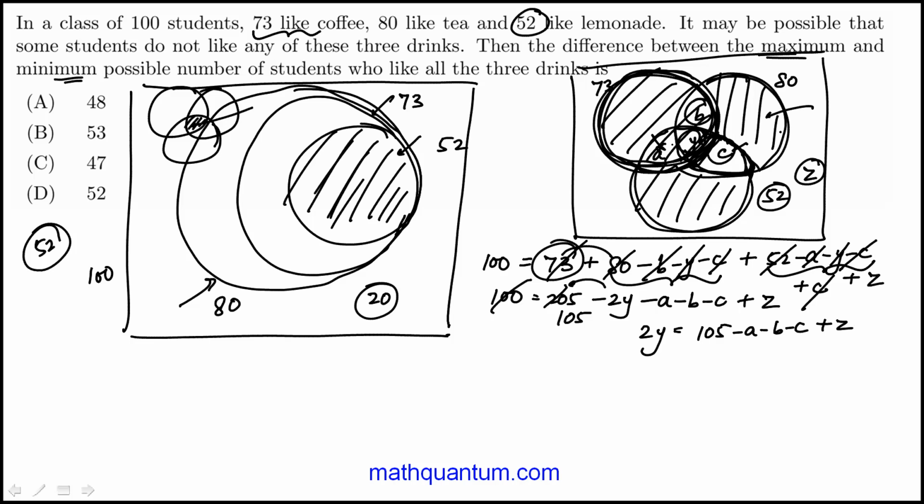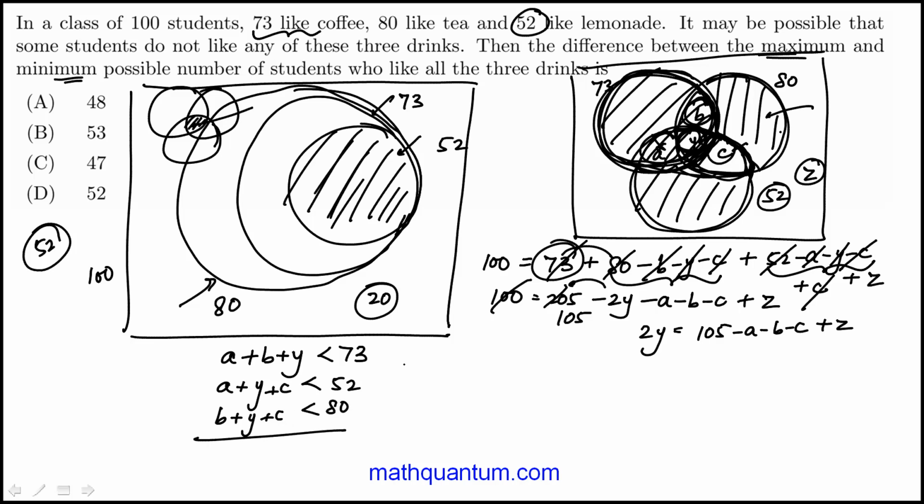Now, what are the constraints on A, B, and C? We have three constraints. A plus B plus Y, meaning these three regions here, has to be less than 73. Same thing, A plus Y plus C has to be less than 52. That's the upper limit for all three. I know it's getting a little messy here. And B plus Y plus C has to be less than 80. So if I add these three inequalities, I end up with 3Y plus 2A plus 2B plus 2C less than 205.